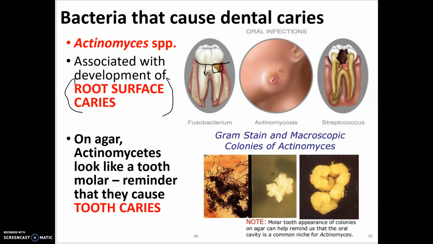Now, one of the things that they can do is they can cause cysts and stuff to form on the outside of the tissue. So you can see here on this person's chin, on the side of their cheek, they've got pustules and they've got tissue damage as a result of this actinomyces bacteria that have caused tooth decay. One of the peculiar things about this group of species, the actinomycetes, is that if you grow them on agar, they actually look like molars. They look like teeth, which reminds you, or some microbiologists say, of the fact that they can cause tooth caries.